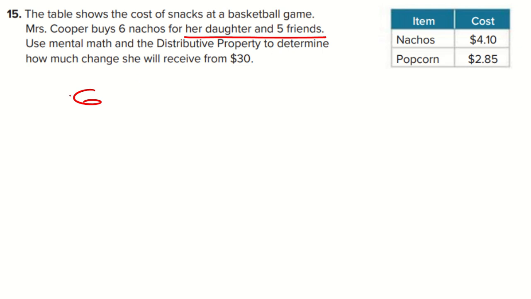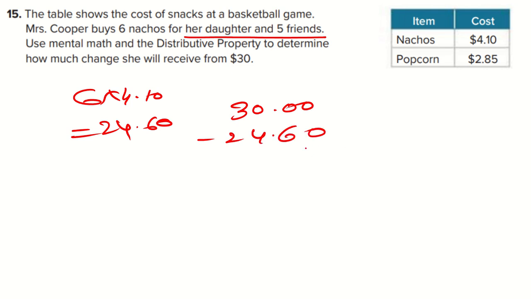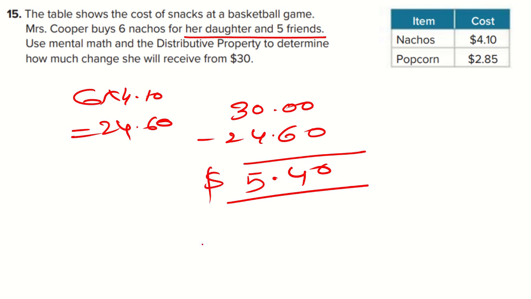Okay, so 6 nachos. So 6 multiplied by 4.10, that is 24.60. This $24.60 she will spend here, and she has $30. So minus 24.60. Okay. Now, is it mentioned for any popcorn also? The table shows the cost of the snack at a basketball game. I don't think so, because it is written only nachos. So $5.40 she will have after that.